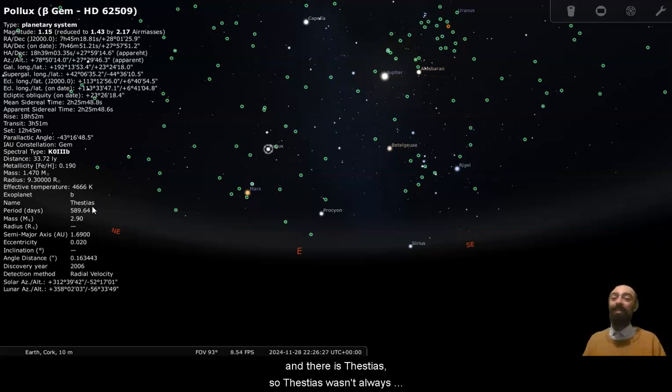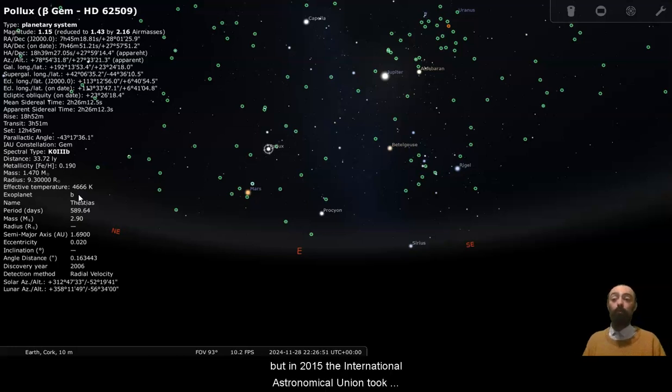So Thestius wasn't always called Thestius. It was probably called Pollux B or Beta Geminorum B or Beta Gemini B. Maybe it's Geminorum, I'm not sure if the Gemini is plural in that instance. But this exoplanet was just called B, like exoplanets normally are.